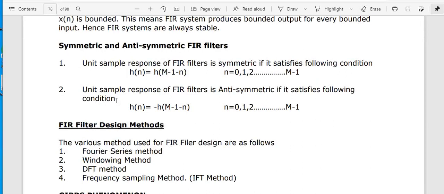So symmetricity and anti-symmetricity of FIR filters can be designed by using this response. h of n is equal to h of M minus 1 minus n. If we are getting this one, this is what? Symmetric. Anti-symmetric means h of n is the negative of that answer. It means it's a reverse of it, vice versa. Then it is anti-symmetric.